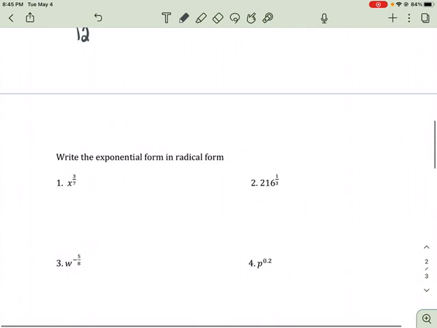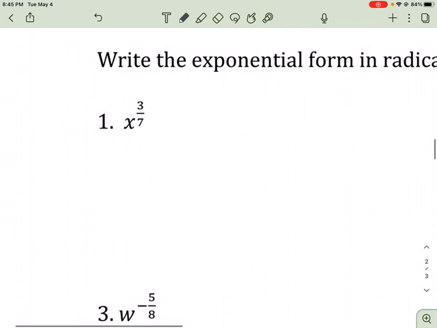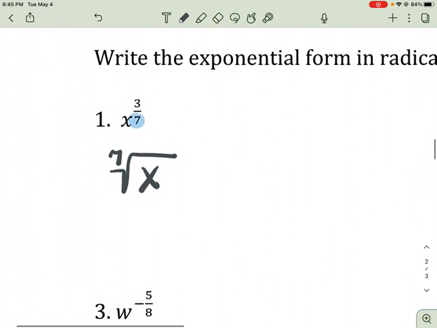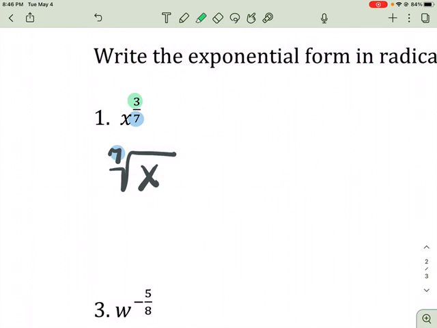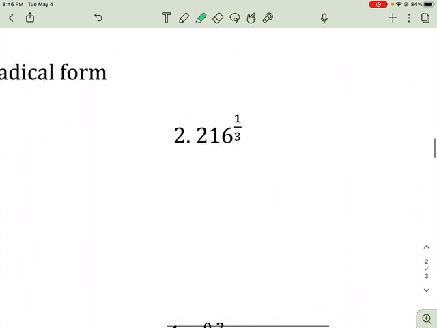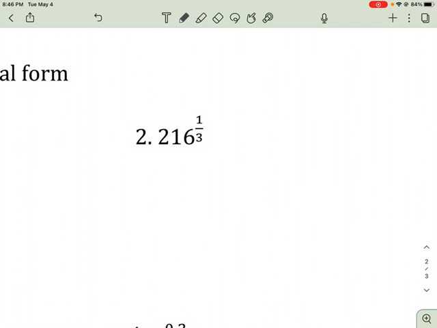Let's go the other way. We're going to write these in radical form. So our denominator is our index. So the 7th root of x. Okay, so that's this. And then our numerator is 3. So I can go like this and put it around the entire expression and write it that way. Okay, let's try this one. So 216 to the 1/3. So the cube root of 216. It's to the first power, so that's all I'm going to do.